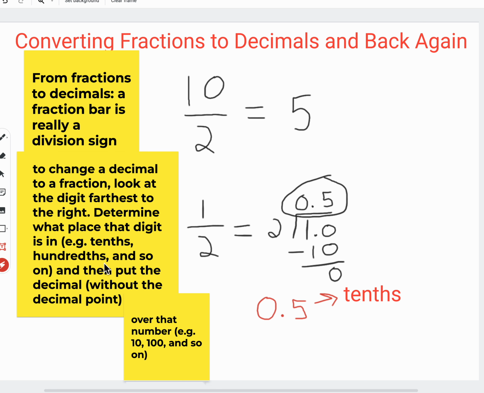Now we can put the decimal without the decimal point over our number. This is tenths, so we'll put 5 over 10. 0.5 will be equal to 5/10. And we can reduce this. Let's divide both the numerator and the denominator by 5. This will reduce down to 1/2. 0.5 can be rewritten as 1/2 in fraction form.